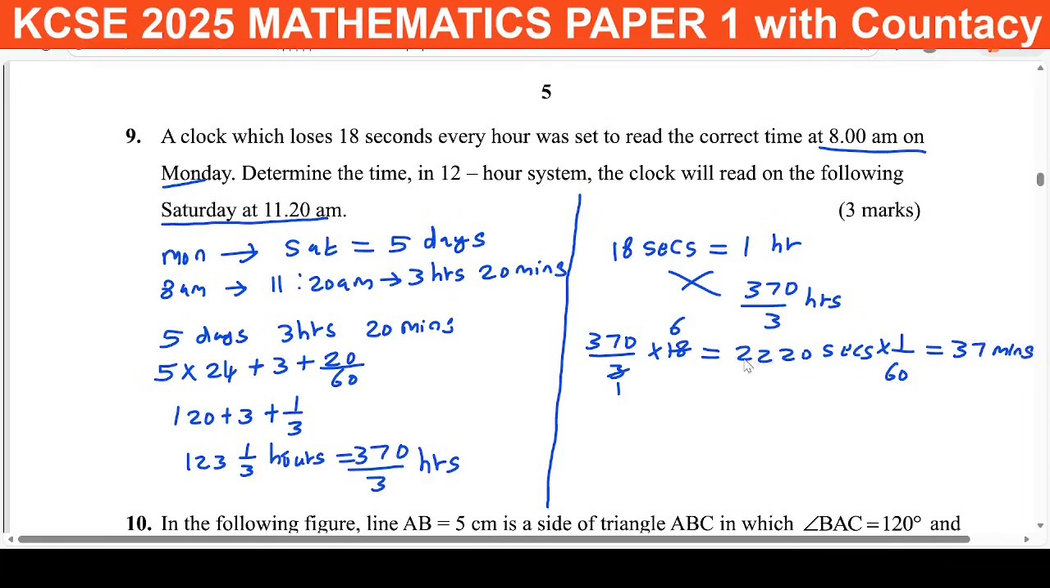Oh, this is quite interesting. Can you try to picture that in your mind? You have a clock that is losing 18 seconds every hour, and you'll see that from this particular day on Monday, by the time you are on Saturday, this clock will have lost 37 minutes. You see how the principle of accumulation is very powerful, because these small seconds have accumulated up to 37 minutes.